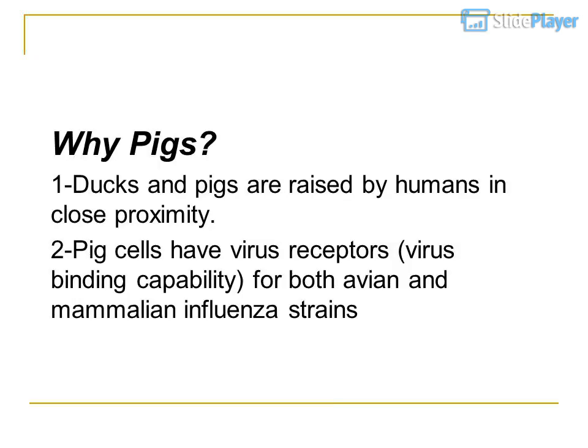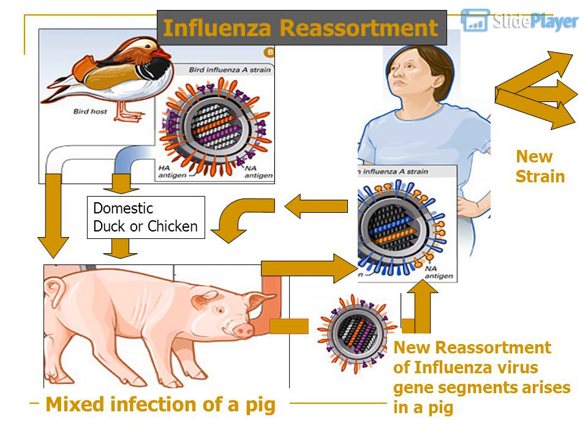Why pigs? 1. Ducks and pigs are raised by humans in close proximity. 2. Pig cells have virus receptors, virus binding capability, for both avian and mammalian influenza strains. Influenza reassortment. New strain. Domestic duck or chicken. New reassortment of influenza virus. Gene segments arise in a pig. Mixed infection of a pig.